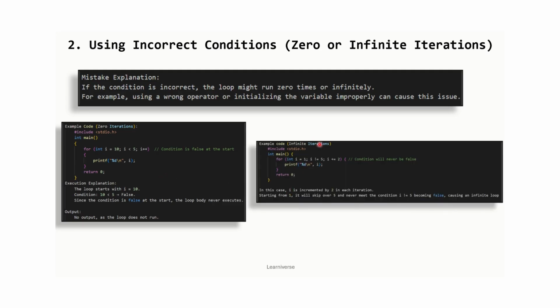And coming to the infinite iterations part, here the condition will never be false. In this case, i is incremented by 2 in each iteration. So starting from 1, it will skip over 5 and never meet the condition i not equal to 5, which is causing the infinite loop here.